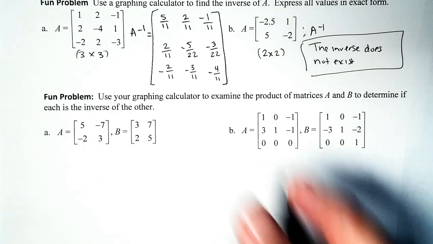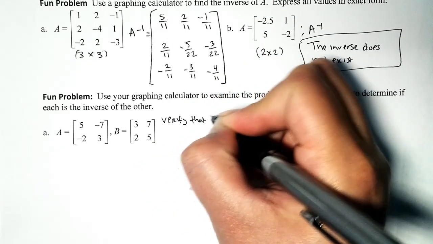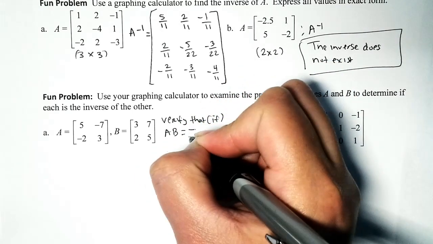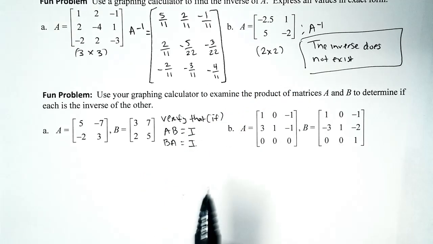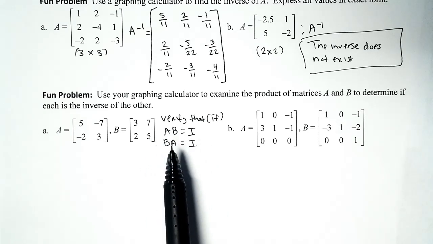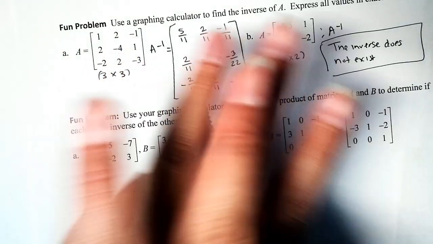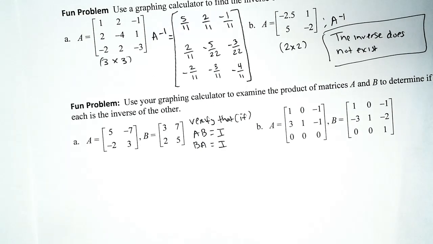So let me go ahead and speak to myself. Verify if the product one way equals the identity and the product backwards also equals the identity. Why do we have to find the product forwards and backwards? Well, the reason is because matrix multiplication is not commutative. I think I forgot to stress that in an earlier video, but it's not. For regular numbers, 2 times 3 is the same as 3 times 2, but matrix multiplication is not commutative.